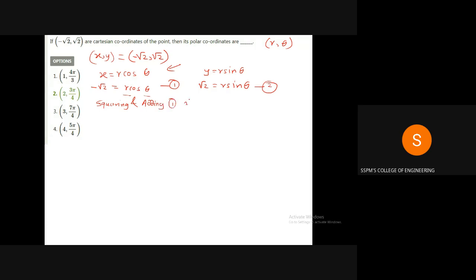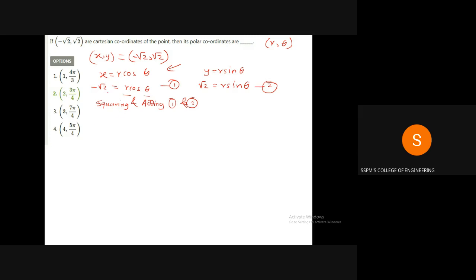Now we have to find the values of r and theta. The Cartesian coordinate is in the form x, y and the polar coordinate is in the form r comma theta. So we have to find the values of r and theta. So here we have two equations. Now we will square them and add them, one and two. First we will square the first equation and then we will square the second equation.